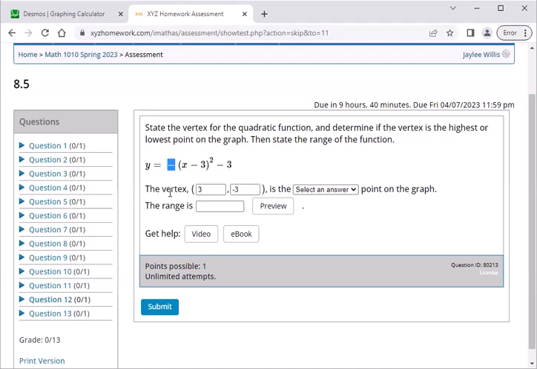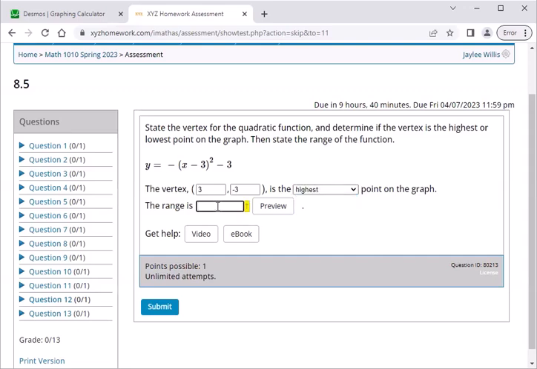Yep, it'll be flipped upside down. So my picture is going to look something kind of like this. And so this second box, it says that this vertex is either the highest or the lowest point on the graph. And because my graph is an upside down graph, that means my vertex is the highest point.